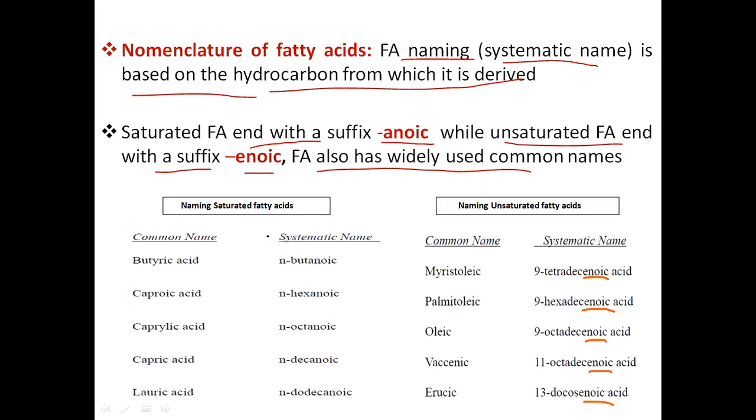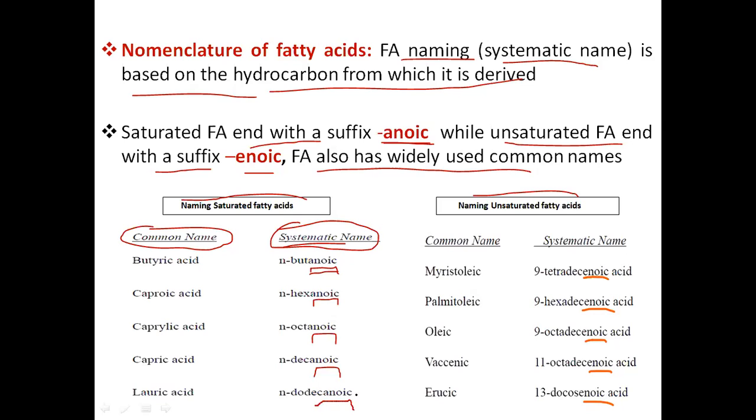You can see in this figure the naming of saturated fatty acids and the naming of unsaturated fatty acids. We already discussed the suffix for saturated fatty acids. You can see the systematic names and the common names, and the nomenclature is based on the systematic name. For example, n-butanoic acid. All these examples end with the same suffix. So this is the nomenclature of saturated fatty acids.